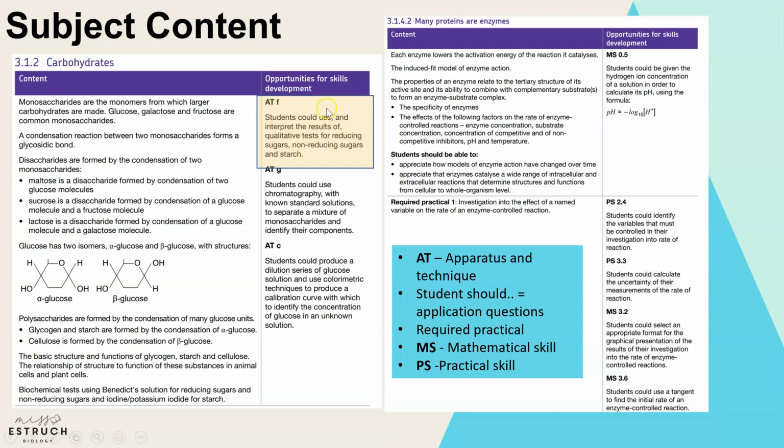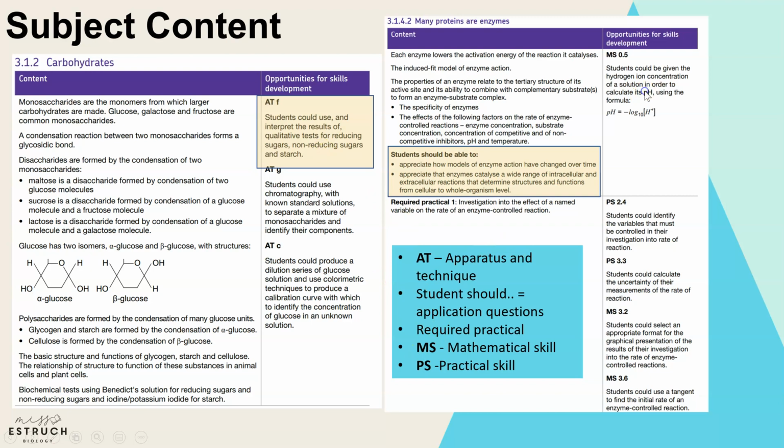non-reducing sugars. Now, AT means apparatus and technique. So what that means is within this section of the specification, there's the opportunity for you to be assessed on what equipment or what technique you should be using for those practicals. So that's what they're telling you. You can expect to be questioned on the apparatus or the technique, which could mean the method.